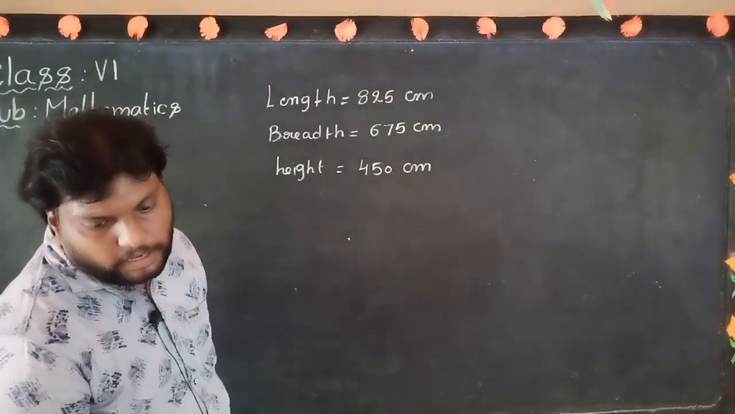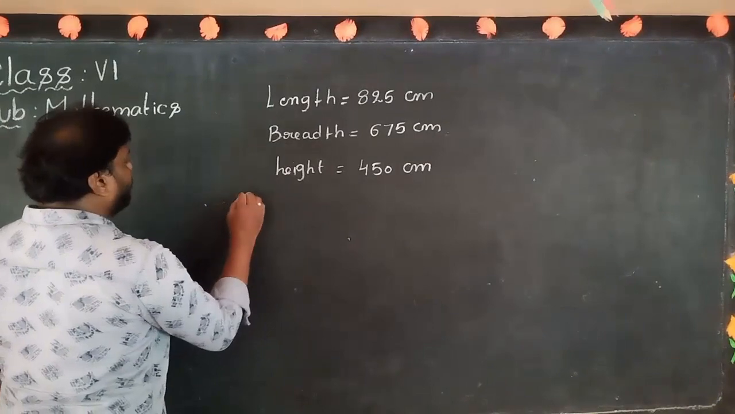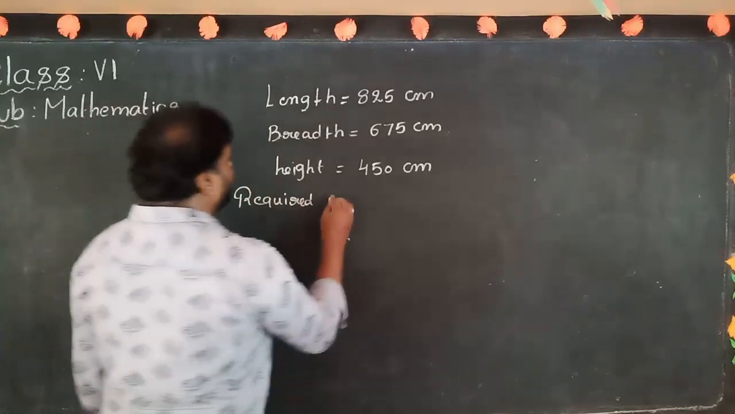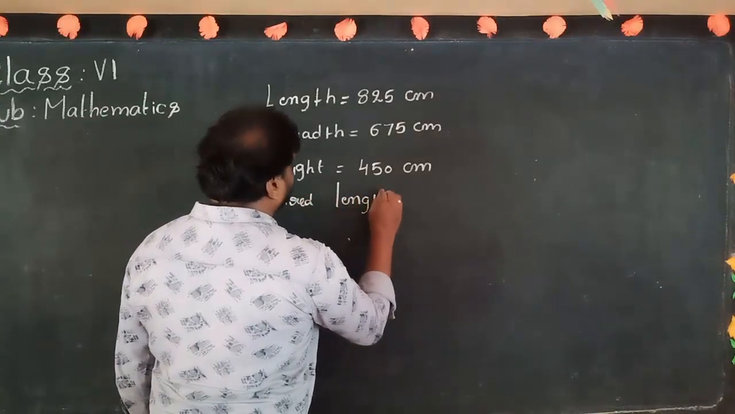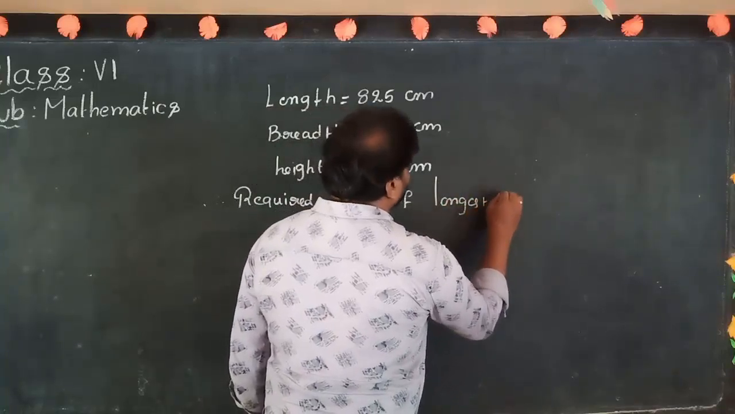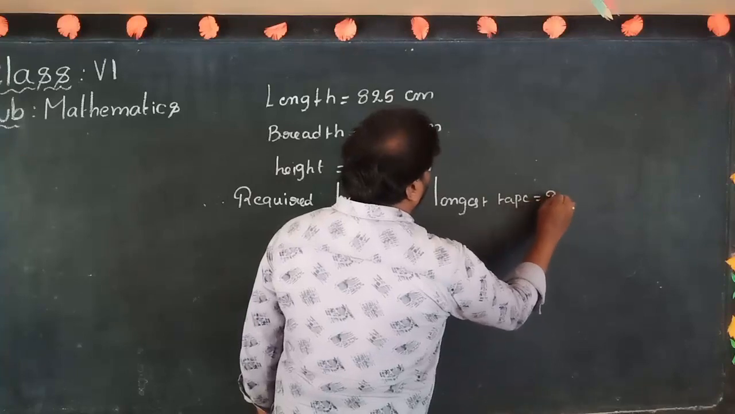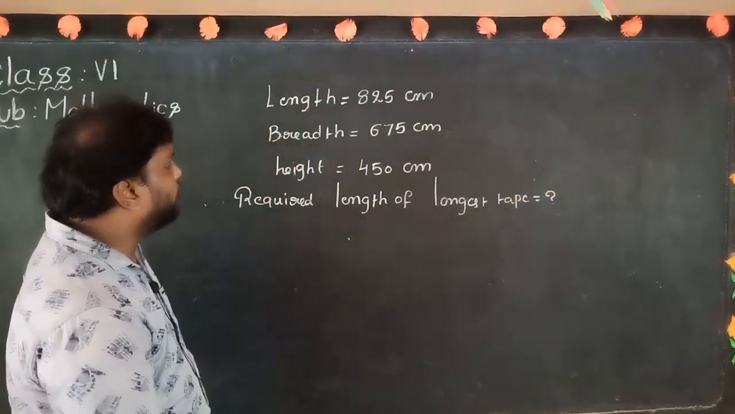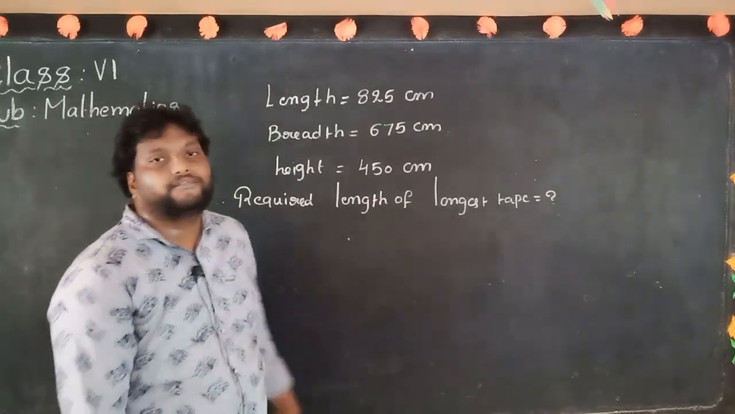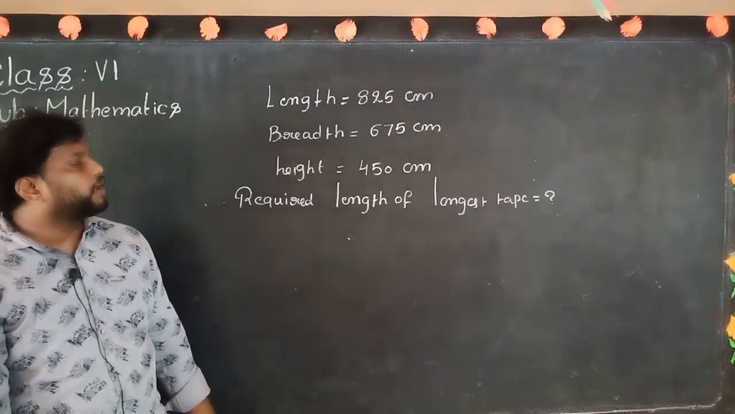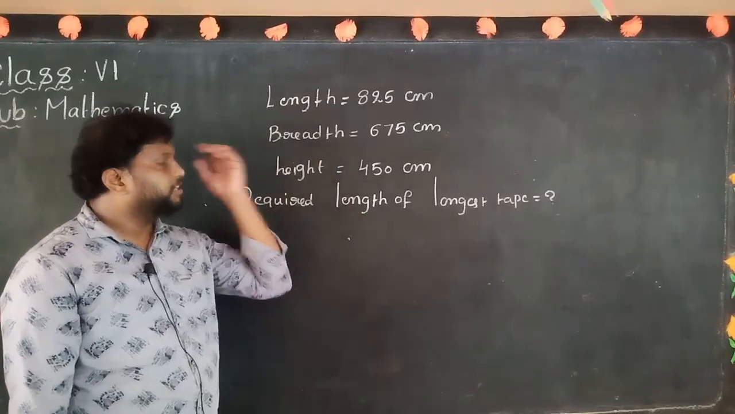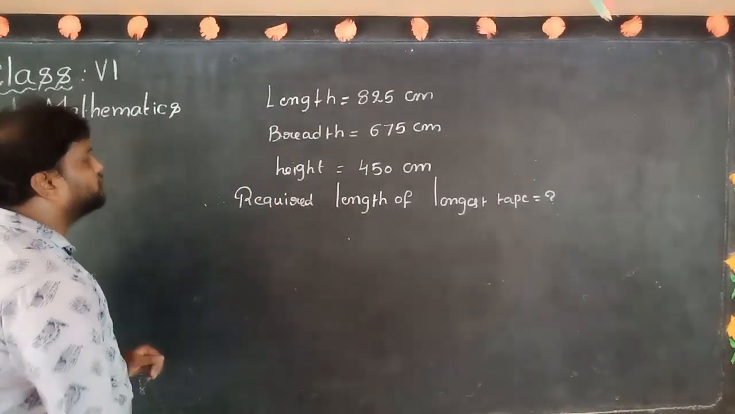We are required to find what? The longest tape. Therefore, the required length of the longest tape. In the problem we have the longest tape. Longest tape means we should find HCF. Okay, how to find HCF? We have methods: the listing method and the prime factorization method. Then I have to find it by the prime factorization method.